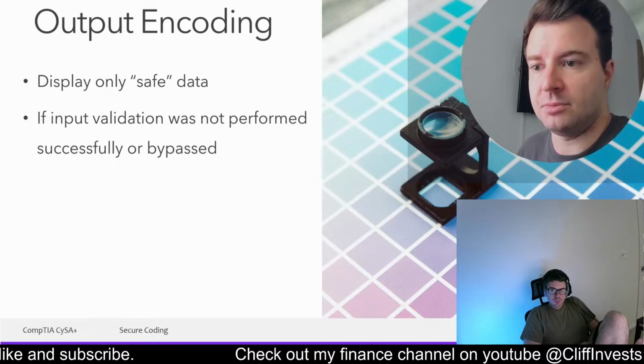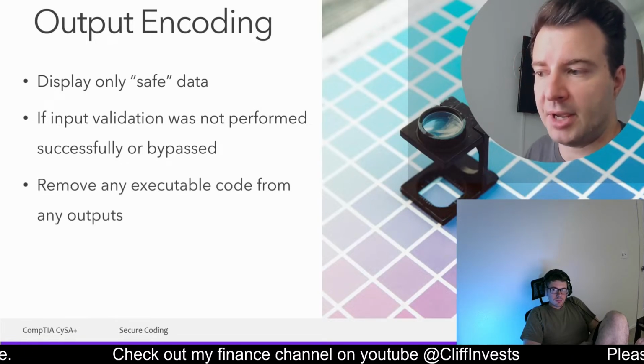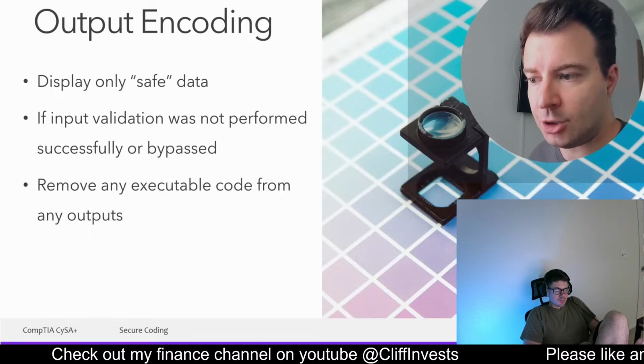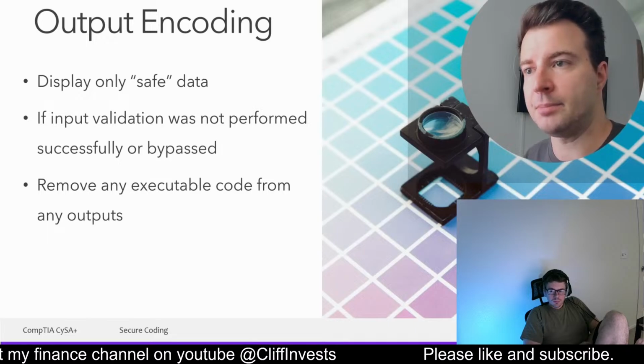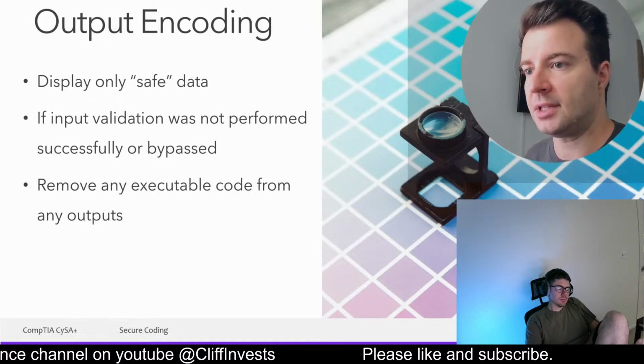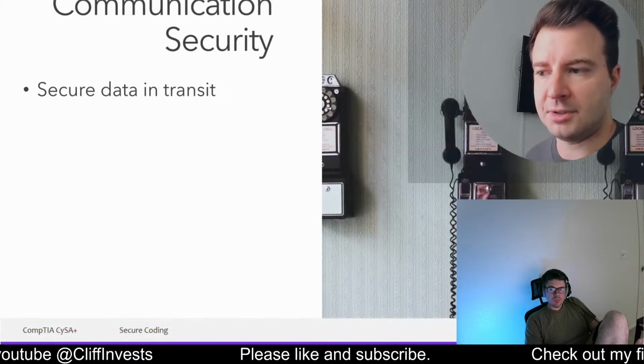They're simply going to display the code just like a regular comment. So one way of explaining this is to make sure that whenever you're outputting some information back to the user, you scan and parse that code to remove anything that can be potentially executed by the client application. Now, communication security is kind of obvious, right?